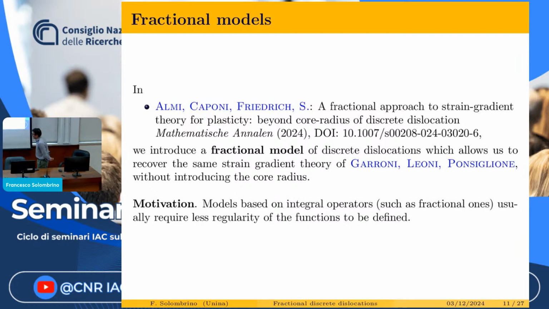And the motivation for this was really clear from the beginning. You have to introduce a core radius because you want too much from your linear strains. So you want them to lie in L2, and there cannot be any strain in L2 that accommodates both your energy and the curl constraint. If instead you use some models based on integral operators, there is a little gain in regularity, which allows you to not cut out any region in your domain.